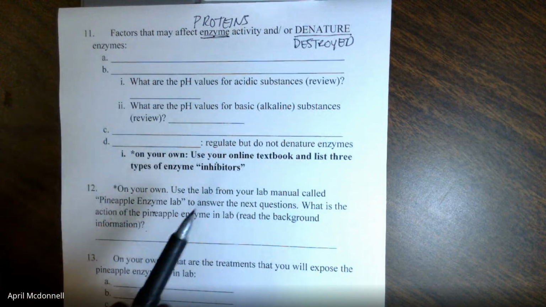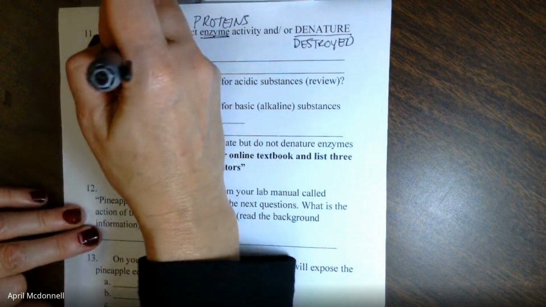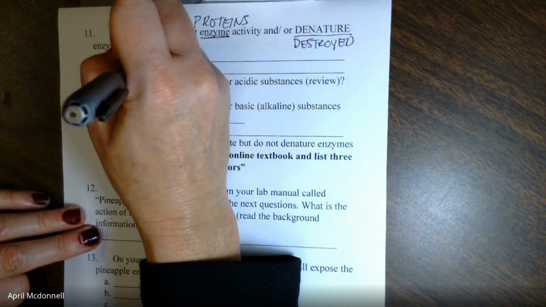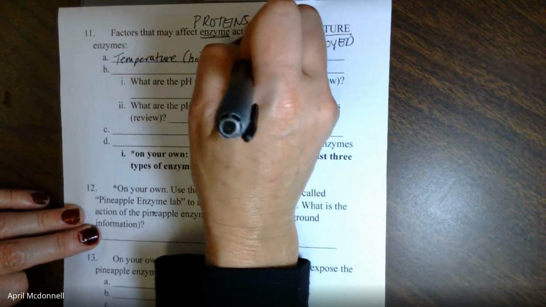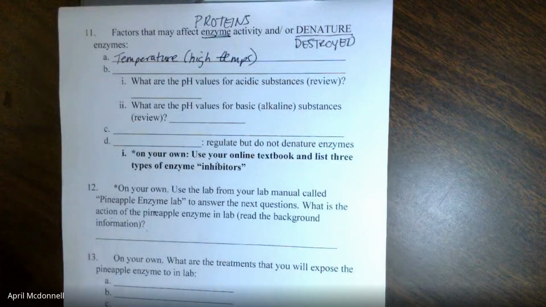So one factor that may affect enzyme activity will be temperature, especially high temperatures. So if you expose the enzyme to too high of a temperature, it could definitely destroy or denature that enzyme, therefore stopping all enzyme activity. The reason that the enzyme will stop functioning is because the high temperature will distort the overall shape of the enzyme, which is definitely going to affect the active site of the enzyme. So the enzyme will not be able to accept substrate.